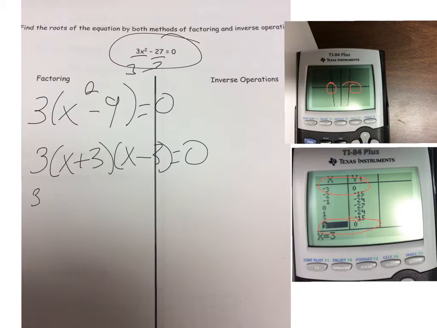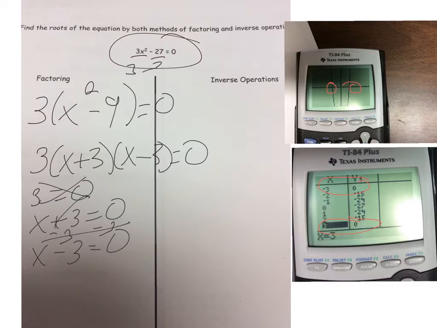Now I use my zero product property and set each factor equal to 0. 3 equals 0, x plus 3 equals 0, x minus 3 equals 0. 3 equals 0 is not true, so it's a factor but not a root. To solve, I just use my inverse operations. Subtract 3 from both sides, add 3 to both sides. My solutions are negative 3 and 3, just like we already knew from our graphing calculator.